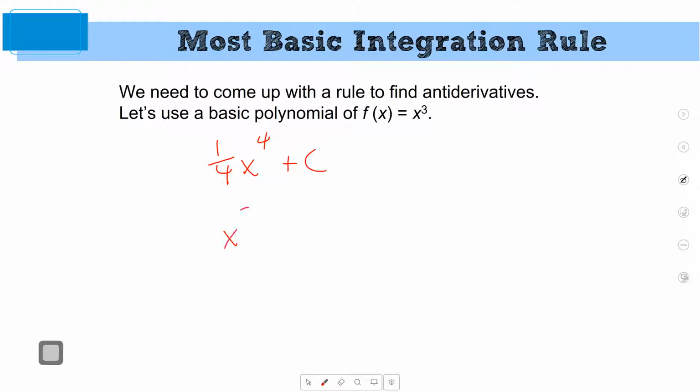Evan, what's the antiderivative of x to the 7th? Is it 1/8 x to the 8th plus c? Hold on, let me ask my friends. Oh, friends, is it 1/8 x to the 8th? Yeah. Yes? Yes?